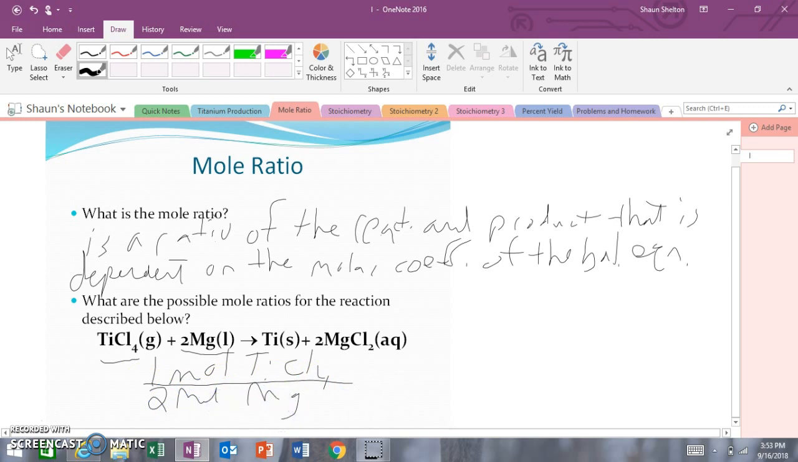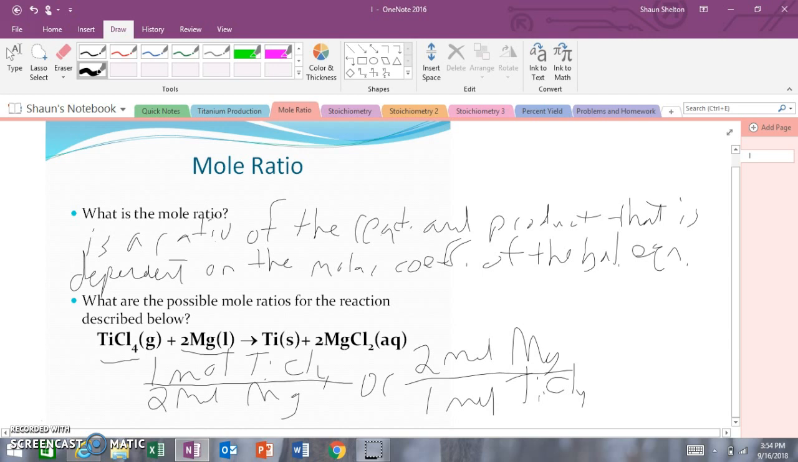That means that for every mole of tickel, we're going to need 2 moles of magnesium and vice versa. So this could be written the opposite way. You have 2 moles of magnesium for every 1 mole of tickel. And so you can write the mole ratio for the product as well. It really just depends on the question that we're looking at in the problem.